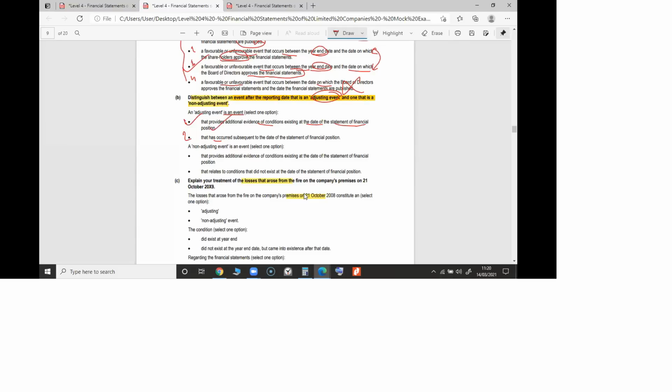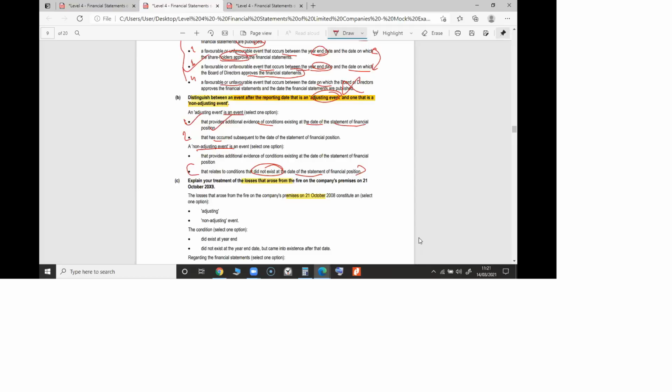So that's what you've got to write, people. There is no option that you're going to choose like this. You need to write in your own words. So better you practice writing adjusting event, non-adjusting event, not now in the lecture I'm doing. Okay, let's go to the non-adjusting event, that do not exist at the date of the statement of financial position. That's it. You just need to memorize it.